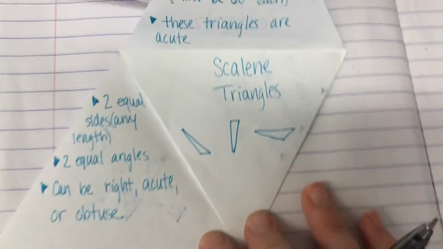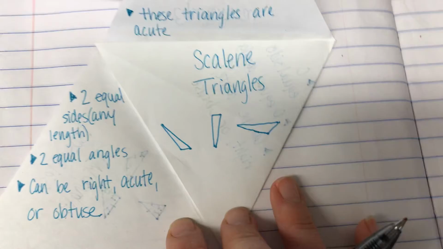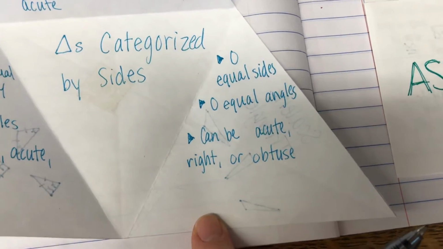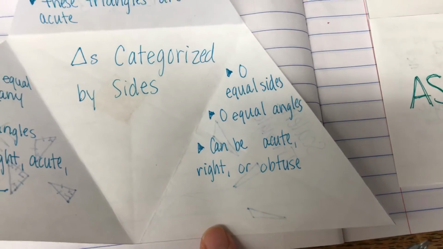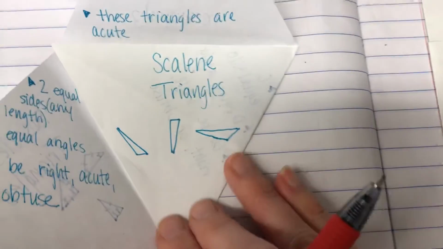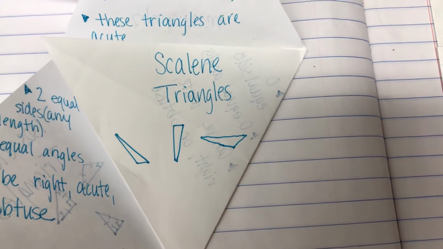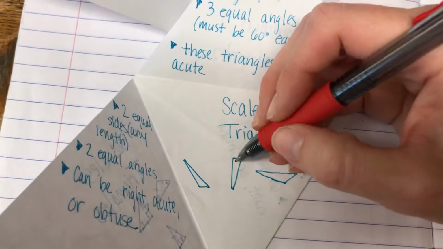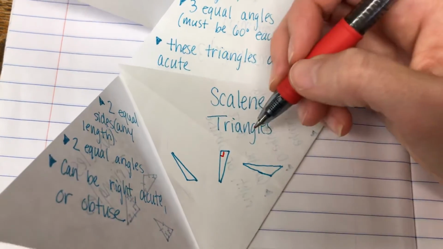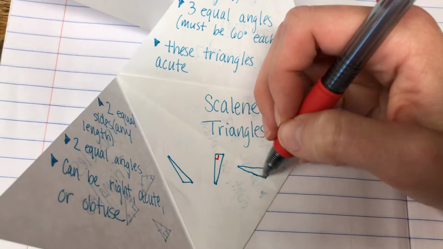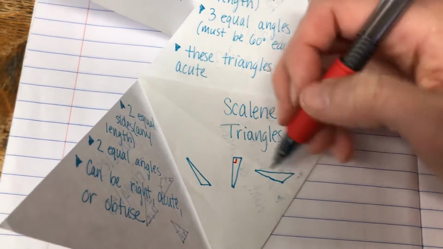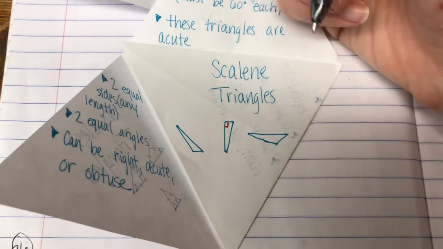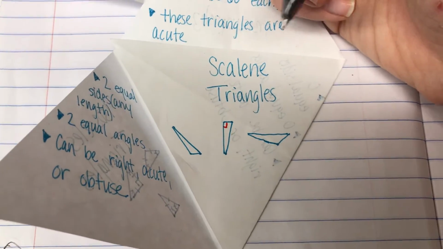The second kind we talked about in class were scalene, where all three sides are different from each other. And so they have 0 equal sides, 0 equal angles, and they can be acute, right, or obtuse. I tried to draw one of each. Here, oh, actually it looks like I drew two obtuse. This one is like maybe a right scalene triangle. This one looks like it's obtuse because that angle is obtuse. This one also looks like it's obtuse because that angle is obtuse. But you could have an acute scalene triangle as well.